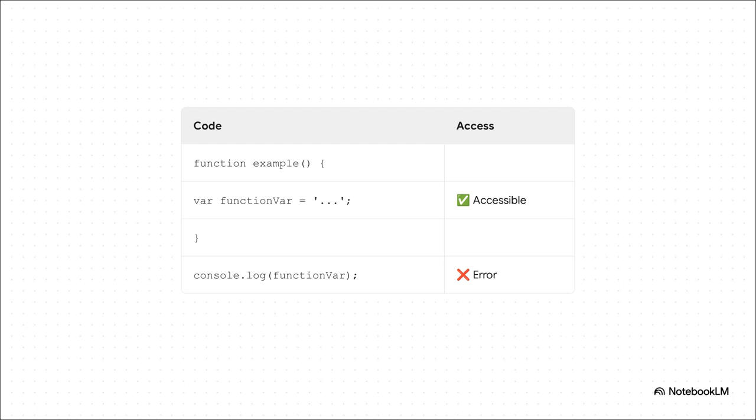Inside the example function, function var is alive and well, totally accessible. But the second we step outside that function and try to log it, bam, we get an error. It's because out there, it just doesn't exist. It's totally private to the function.